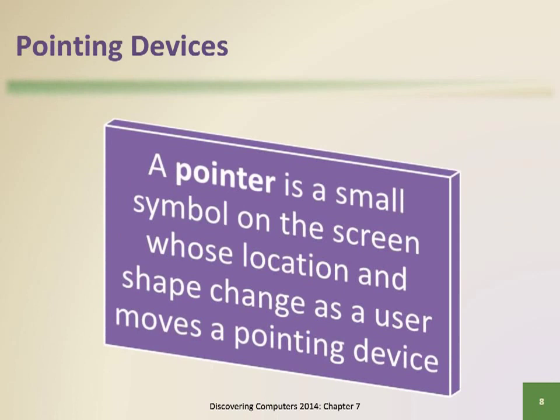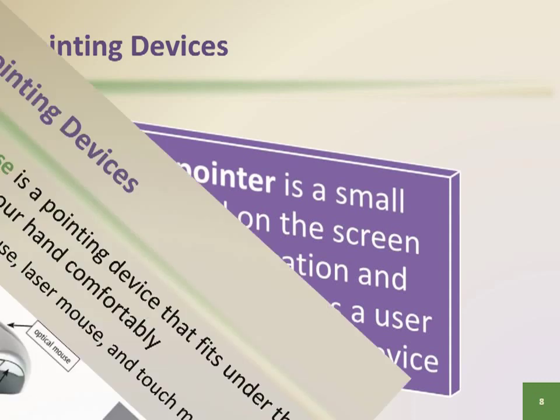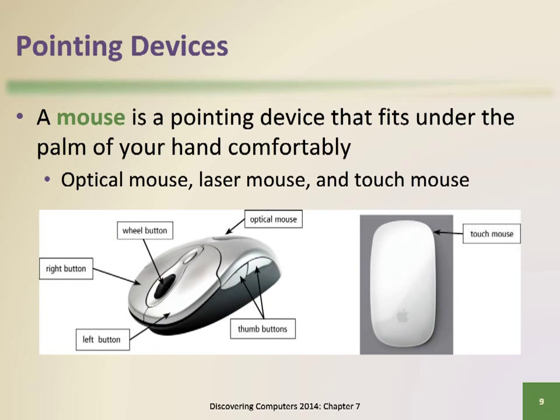A pointer is a small symbol on the screen whose location and shape change as a user moves a pointing device. The mouse is the most popular pointing device on desktop computers because it is easy to use. Since its introduction in 1965, the mouse has gone through several transformations.